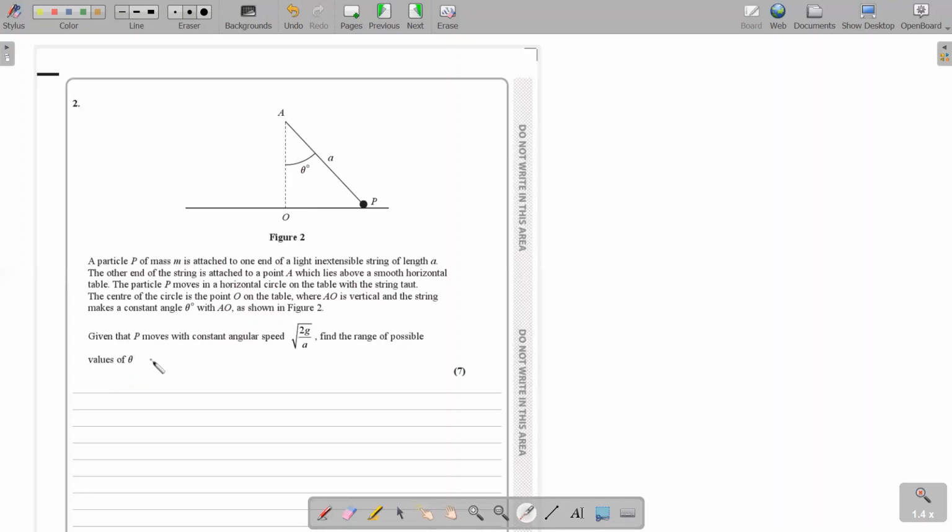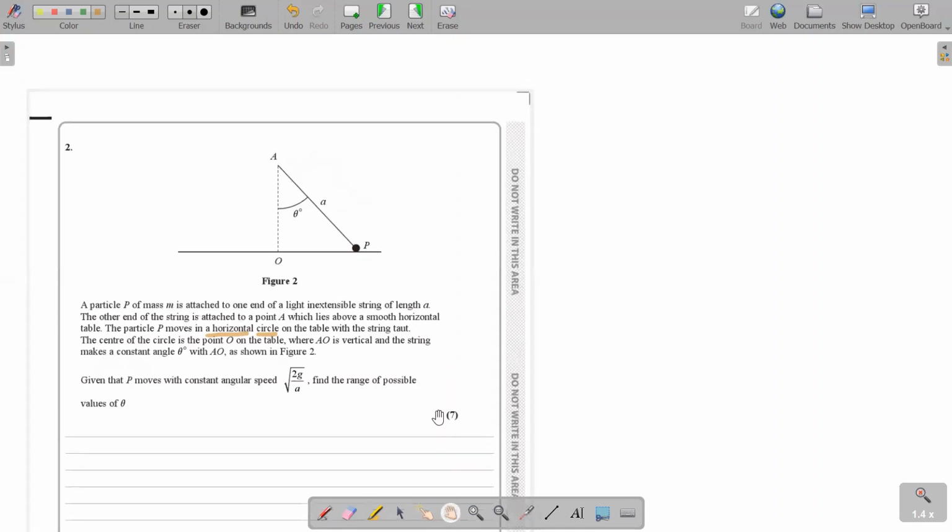What lesson is this? This is circular motion. In circular motion you also have two types of motions we discussed, horizontal circular motion and vertical circular motion. Are we discussing horizontal circular motion or vertical circular motion here? This is moving on a horizontal table, right? It's moving in a horizontal circle. The word itself is given.